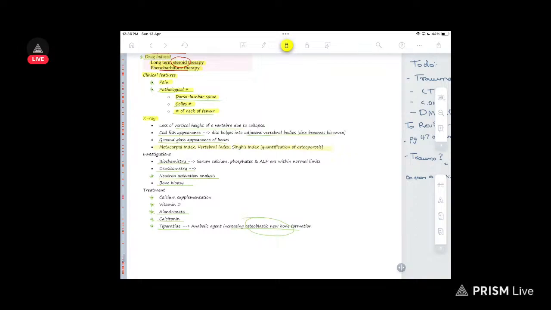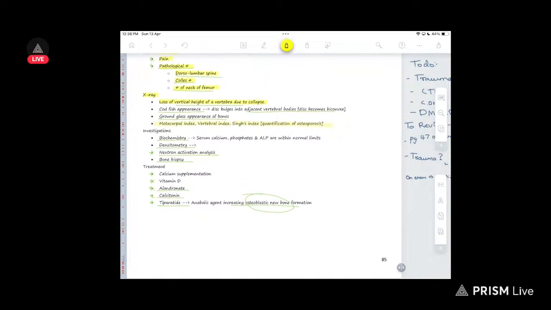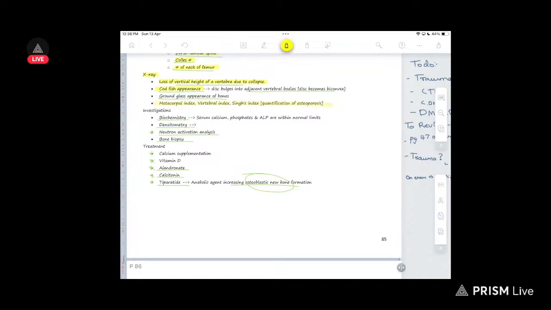On X-ray, you find loss of vertical height of the vertebra due to collapse. Codfish appearance is seen and the disc bulges into the adjacent vertebral body. The disc becomes biconvex. A ground glass appearance is noticed in the bone. The metacarpal index, vertebral index, and Singh's index, which quantify osteoporosis, can be done.